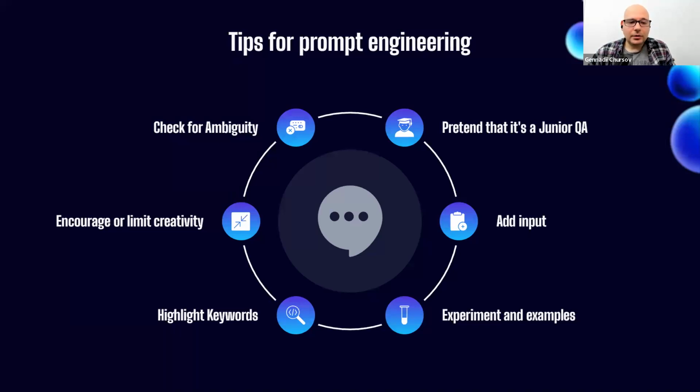Next, you can encourage or limit creativity. There is even a separate parameter in the APIs that you can use. It's called temperature. Temperature needs to be adjusted or decreased based on what you actually need. You can increase the creativity of responses from ChatGPT, or you can limit it.